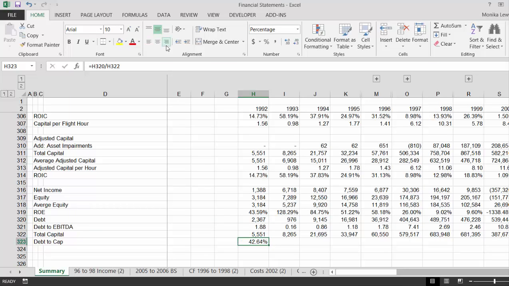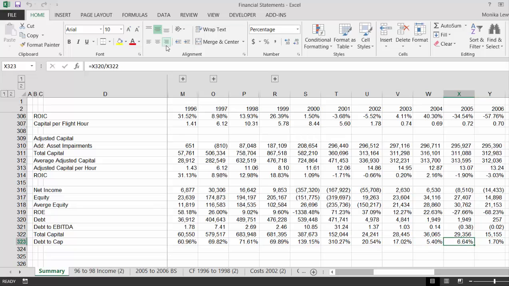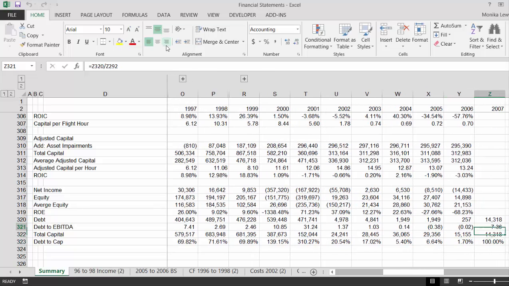They started with 42%. So okay, they did go to 60% here when they did the merger. That's interesting. And then they went to 70%. And then this is when they went bankrupt. I'm going to take these away.